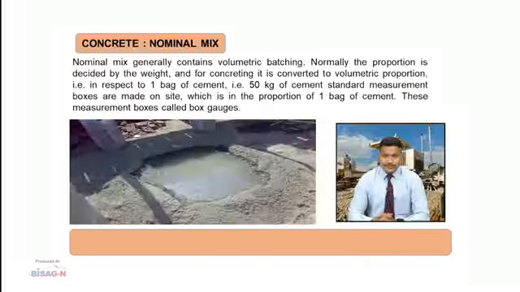Now first, nominal mix. Nominal mix generally uses volumetric batching. Normally the proportion is decided by weight, and for concreting it is converted to volumetric proportion. In respect of 1 bag of cement, it's 50 kg of cement. Standard measurement boxes are made on site in the proportion of 1 bag of cement, that is 50 kg. These measurement boxes are called box gauges. You can see in the picture an example of box gauges.